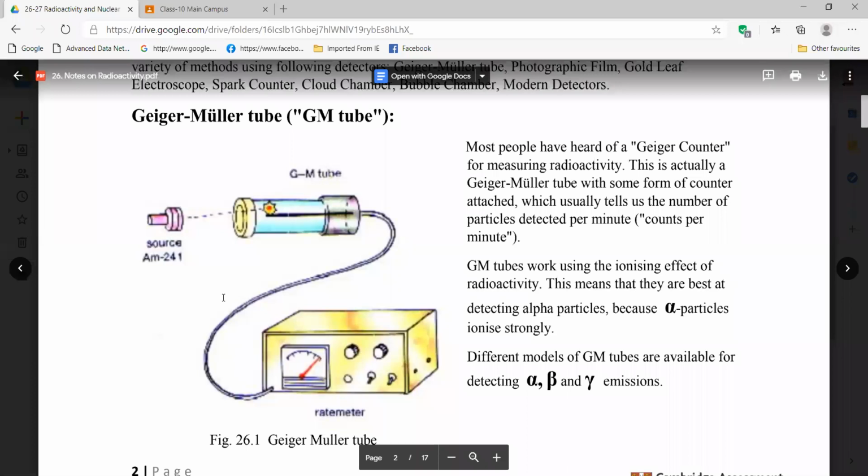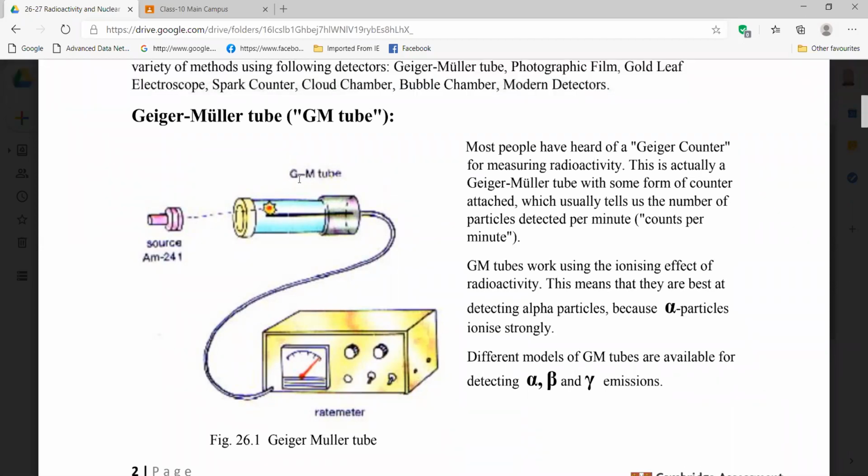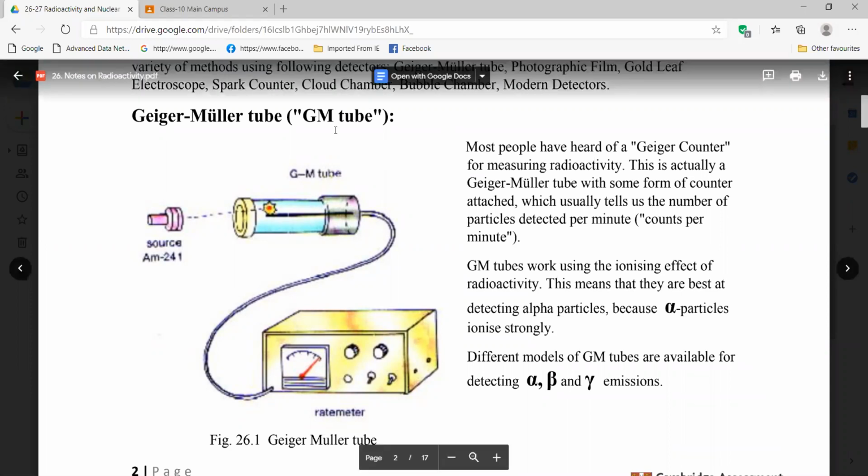Here we are getting the reading. This one is the radioactive source, and this one is the GMT. In short, Geiger Muller tube is called GM tube. And here we have some description. Ziva, please read this part.